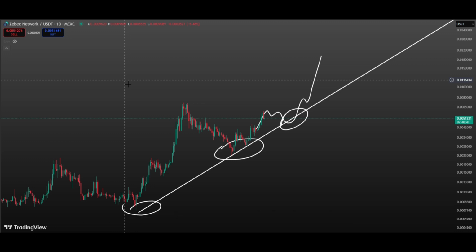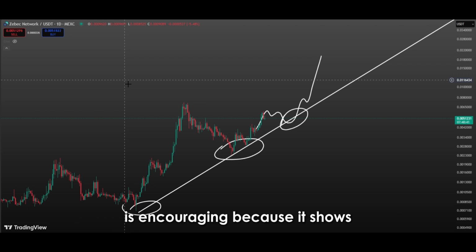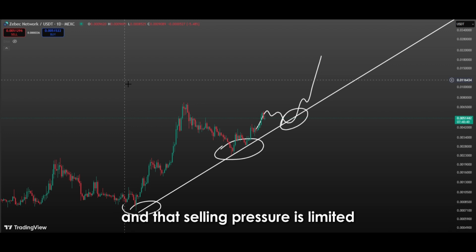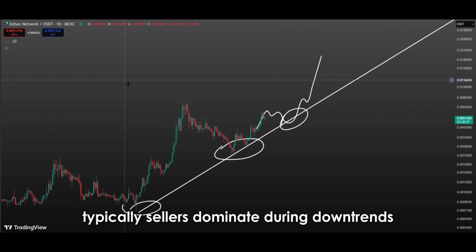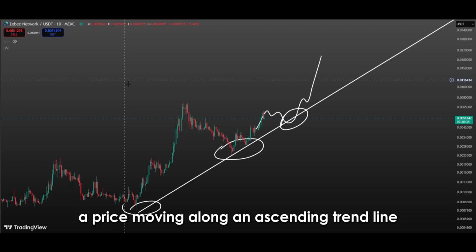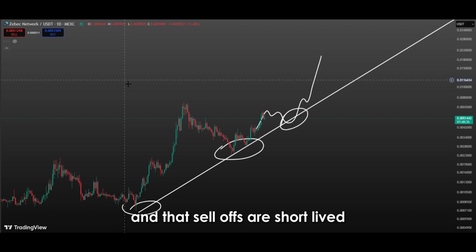For investors, seeing price action within an ascending trend is encouraging because it shows that a bullish sentiment still prevails in the market and that selling pressure is limited. Typically, sellers dominate during downtrends, while buyers take control during uptrends. A price moving along an ascending trend line reveals that investors view each pullback as a buying opportunity, and that sell-offs are short-lived. This leads to the price gradually reaching higher levels over time.